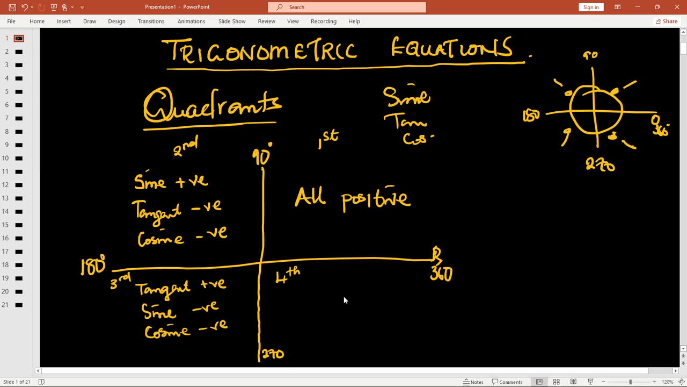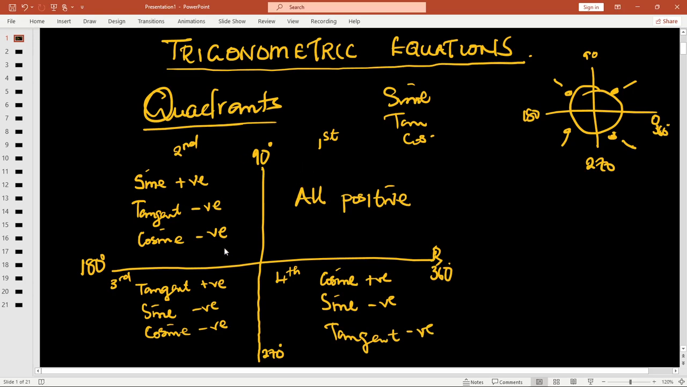Then now we go to the fourth quadrant, which is between 270 degrees and 360 degrees on this side. Here, the only function that is positive is the cosine function. So the cosine function is positive. Then the sine function is negative and the tangent function is negative as well.